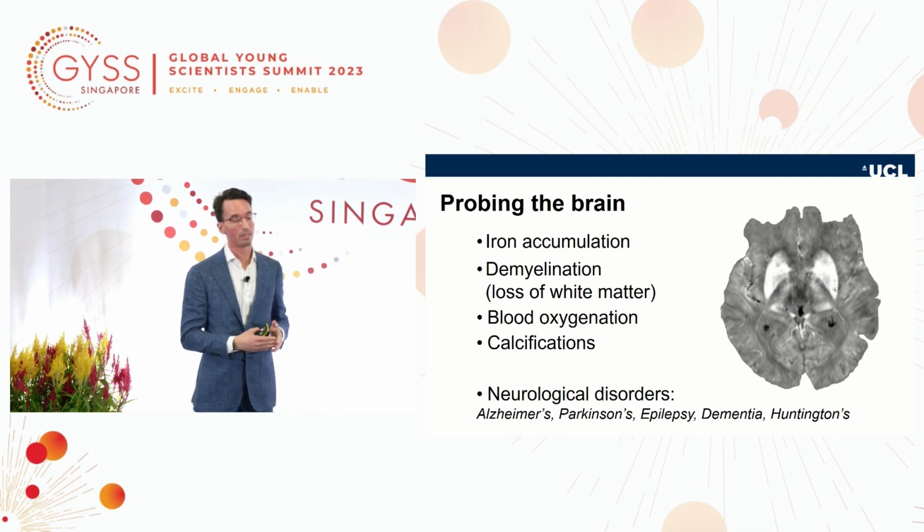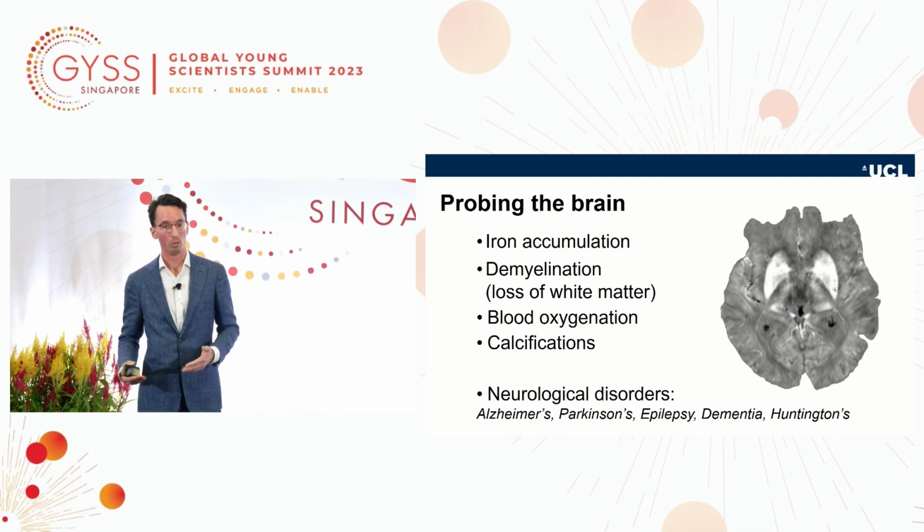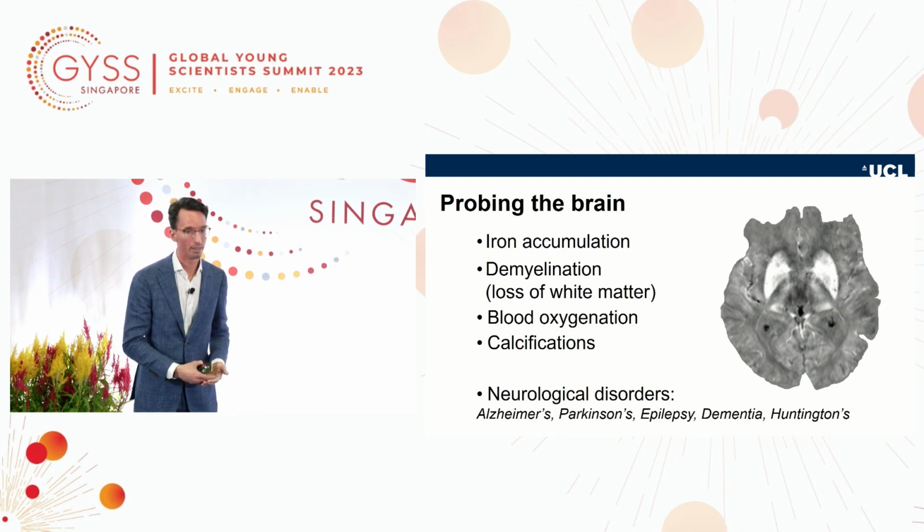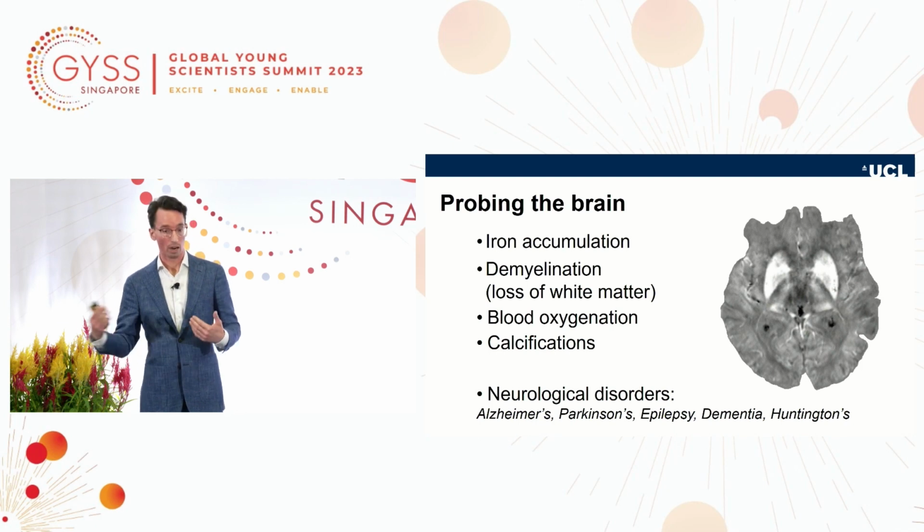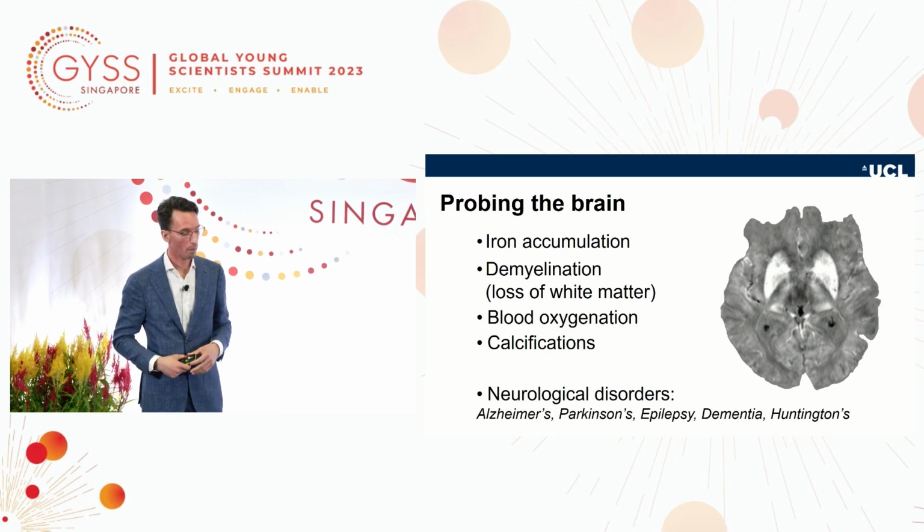Another thing that we see is loss of white matter with age, or demyelination. And because myelin is diamagnetic, whereas iron is paramagnetic, or the ferritin is paramagnetic, we have a clear difference between those in how they interact with the susceptibility.